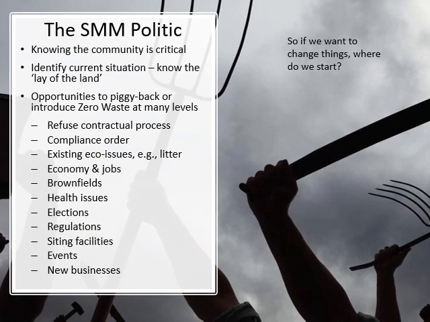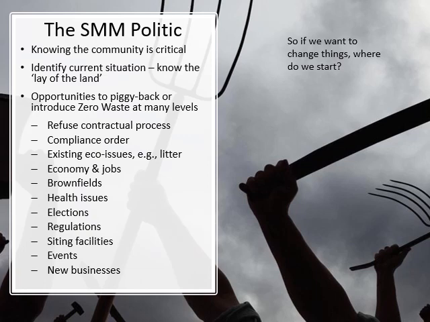But if we really want to make change occur systemically in society, not just one by one, we've got to know the community, and knowing the community is absolutely critical. So I'm going to talk here in a couple of different slides about, you might say, the politics of it. Part of understanding the community and the current situation is you've got to know the lay of the land. Anytime you want to do anything, you've got to send a scout, send a spy, you've got to assess what's going on.